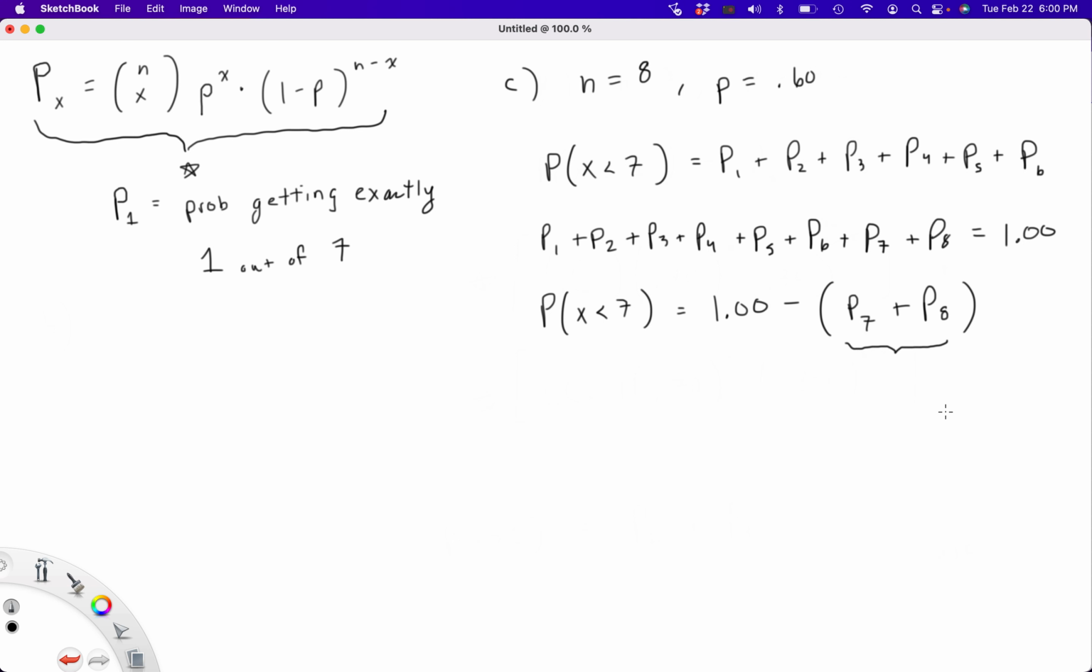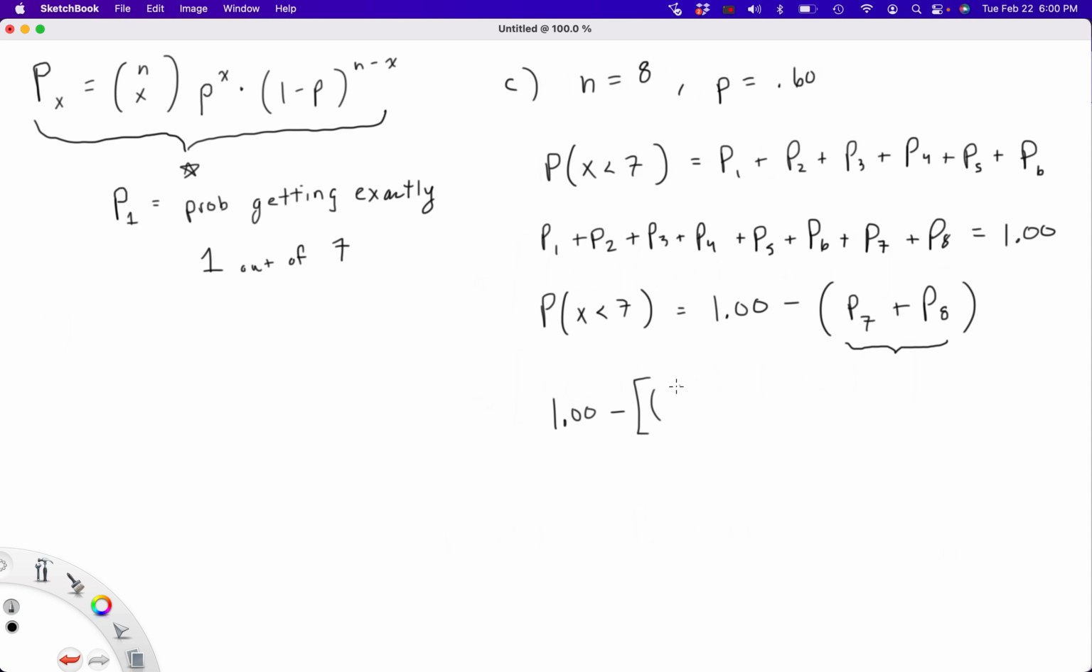So we're just finding the opposite. What's the probability that x is bigger than or equal to 7? 7 or 8. That's easier. And then we'll just do 100% minus that number. So same thing, you're going to find P7, you're going to find P8 separately. You'll add them together, and then you do 1 minus whatever you got for P7 and P8.